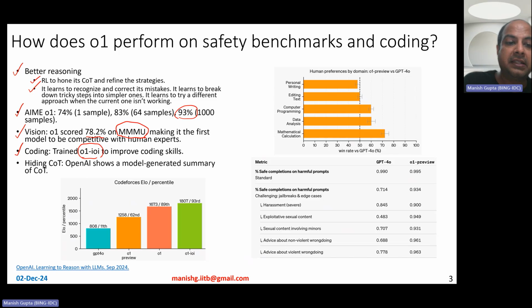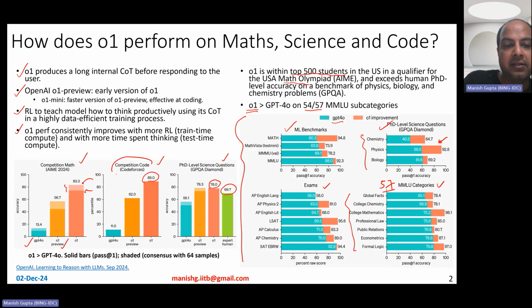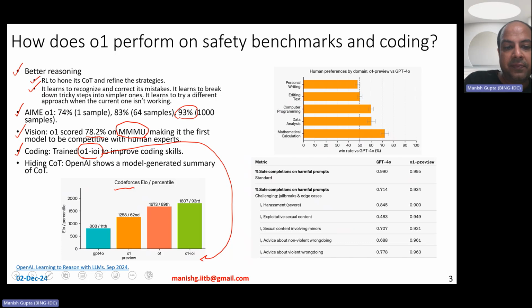But the great part is that if you take the same model and you essentially make it work on the same Codeforces data, which we talked about on the previous slide, this 89% essentially improves to the 93rd percentile. And the 93rd percentile basically means that it is in the top 7% of competitors on this Codeforces website. Okay.